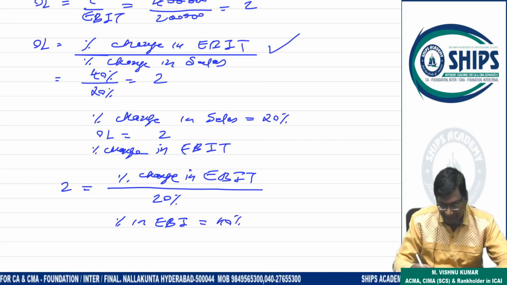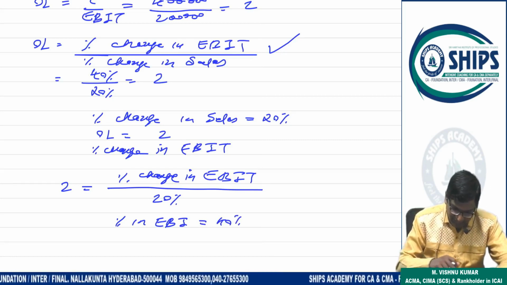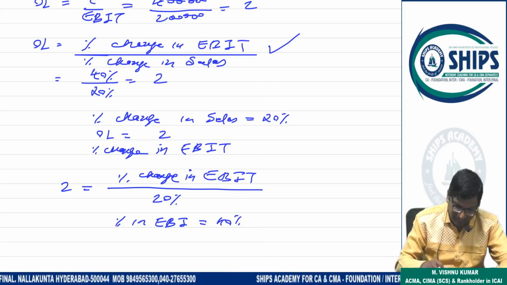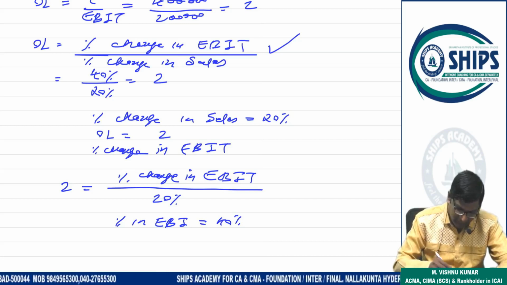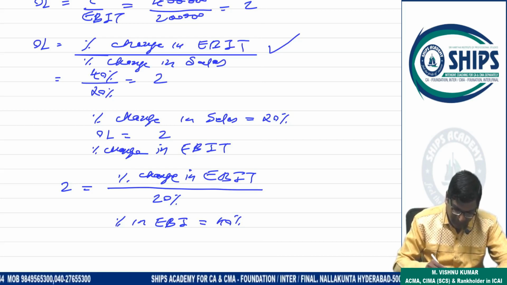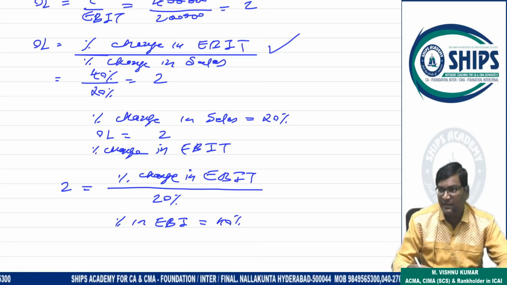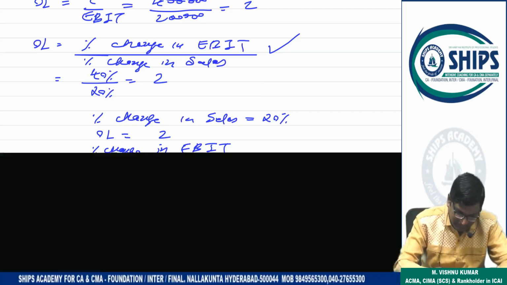And one more point. If you analyze this situation properly, if sale is 20%, operating leverage is 2, EBIT is 40%. It means EBIT is almost doubling here. So that effect also we have to understand.